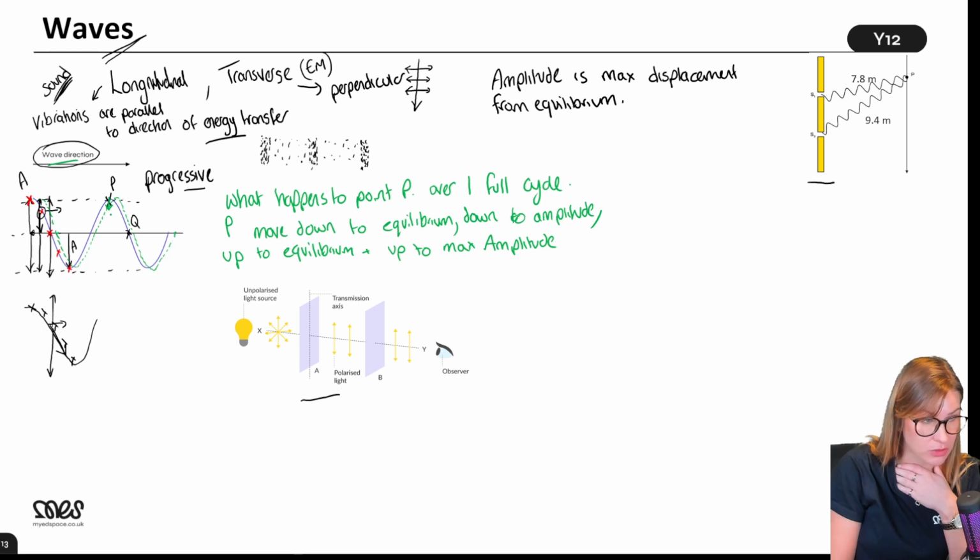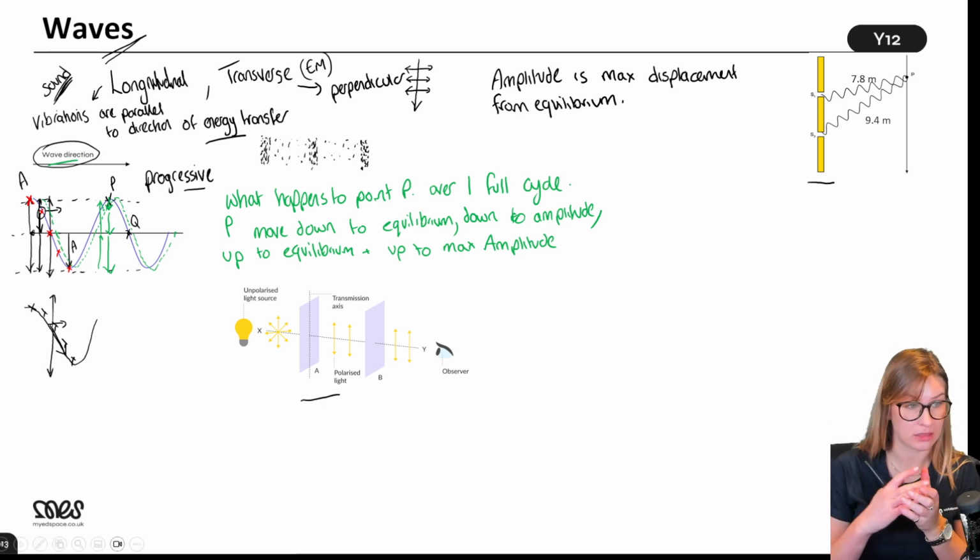So we're saying particle P is going to go the whole way down to its equilibrium, the whole way down to the minimum amplitude, go back up to its equilibrium and back up to where it started. That's one full cycle, okay?